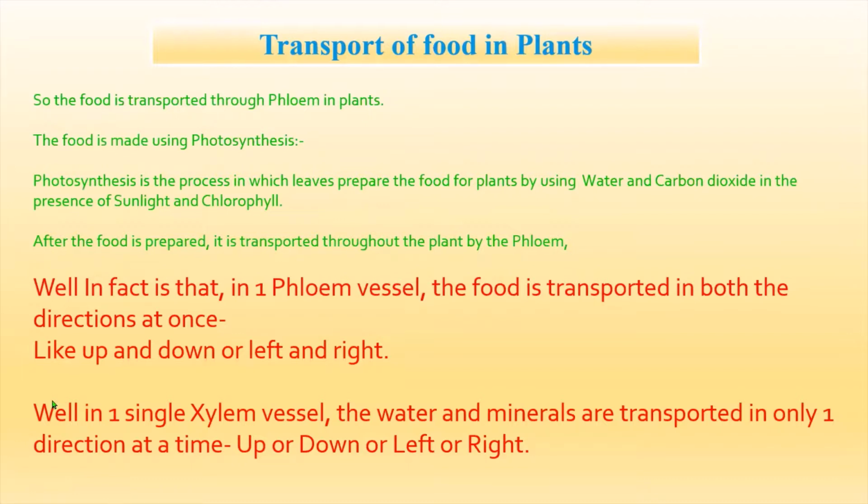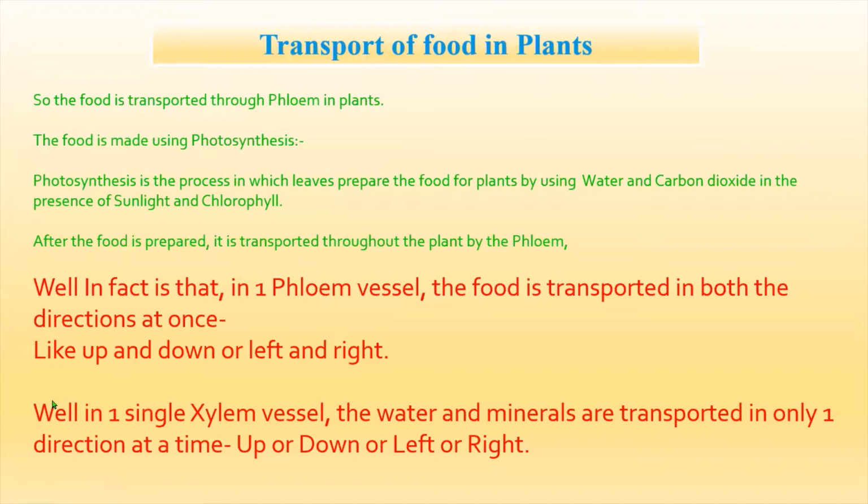One fact is that in one phloem vessel, the food is transported in both directions at once. If food is traveling through the phloem, one portion is going in one direction and other food is coming from the other side in the same phloem vessel, going in the opposite direction. It may be up and down, or left and right.